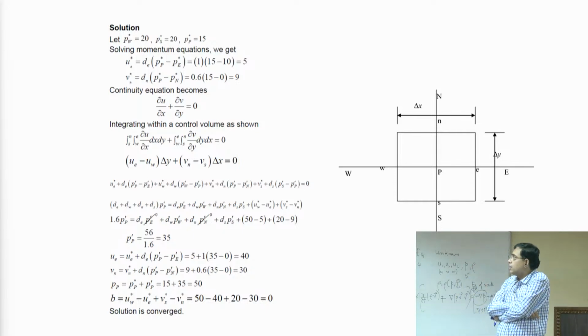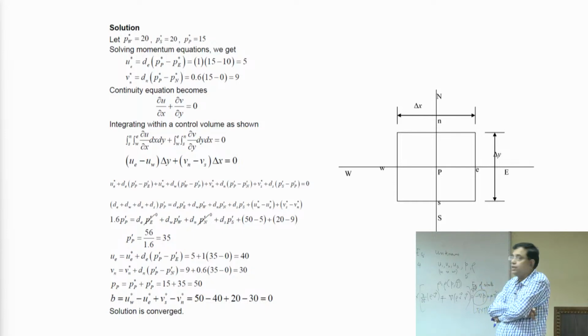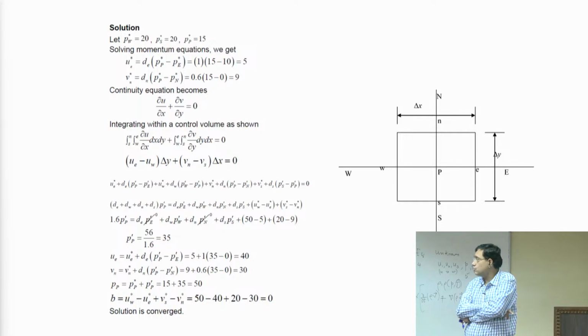So now you have the continuity equation, you integrate it over the main control volume, and in that you put all those expressions, and once you put all those expressions you will see there is only one unknown, which is the pressure correction at P. So that is solved, and then you will get the expressions for the new velocity and new pressure, and here also by some way maybe in one iteration it has converged.